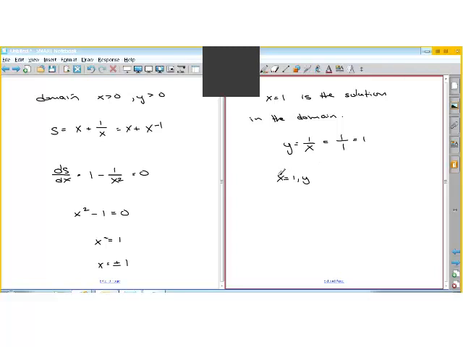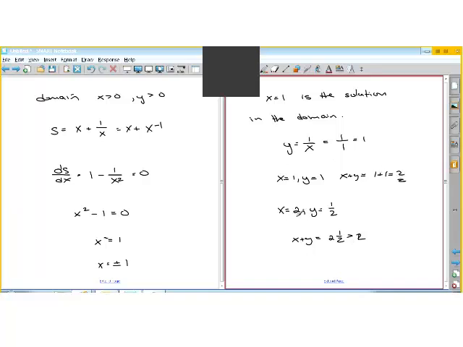So the answer is x equals 1, y equals 1 are the two values for x and y where the sum is a minimum. So let's just try a value different than that. Let's say x is equal to 2. Well, y would be equal to 1/2, and then if you add the 2, x plus y is equal to 2.5, which is greater than 2. You know, our sum here, x plus y equals 1 plus 1, which is 2.